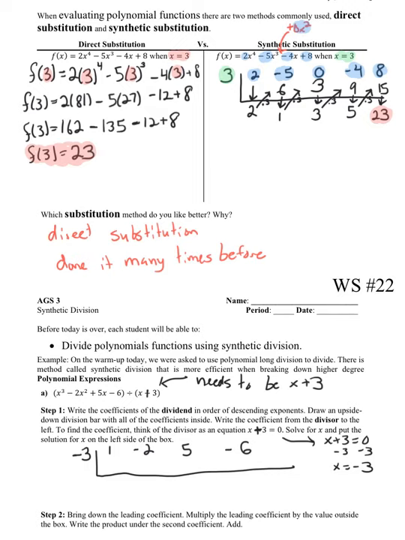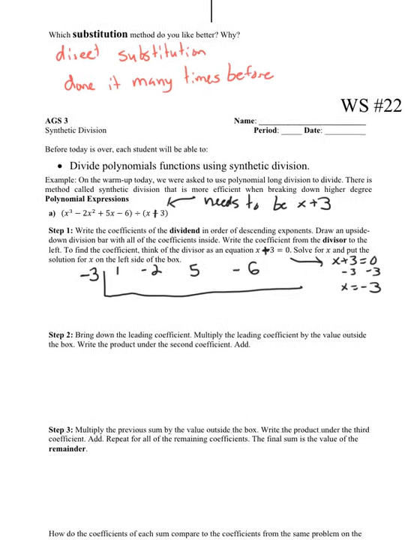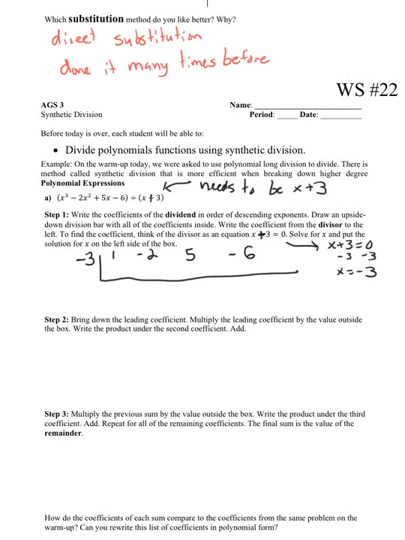And now I'm going to do this synthetic method. Once it's set up, I'm just going to draw it again down here: 1, -2, 5, and -6. I'm going to bring down the leading coefficient, and multiply the leading coefficient by the value outside the box. So in this case, I'm going to multiply it by -3, and write that product under the second coefficient.